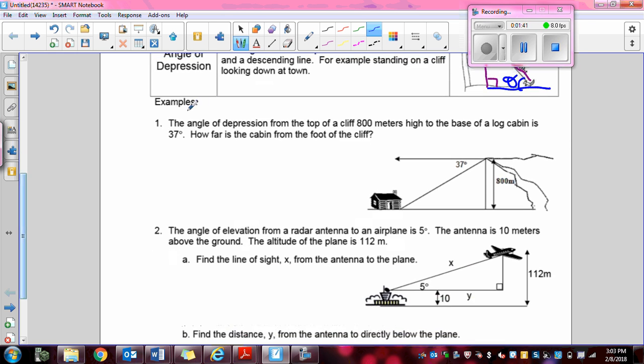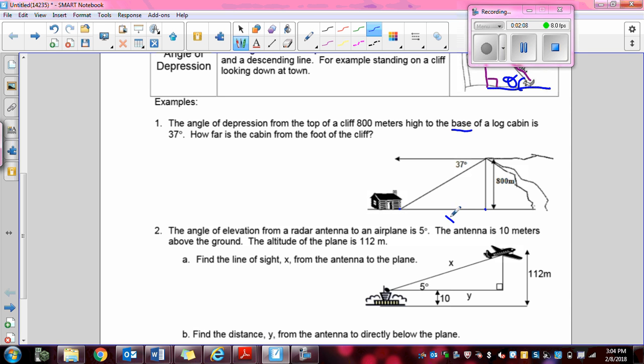Let's try an example. It says the angle of depression from the top of a cliff, 800 meters high, to the base of a log cabin is 37 degrees. So the bottom of the log cabin, this angle of depression, is 37 degrees. How far is the cabin from the foot of the cliff?